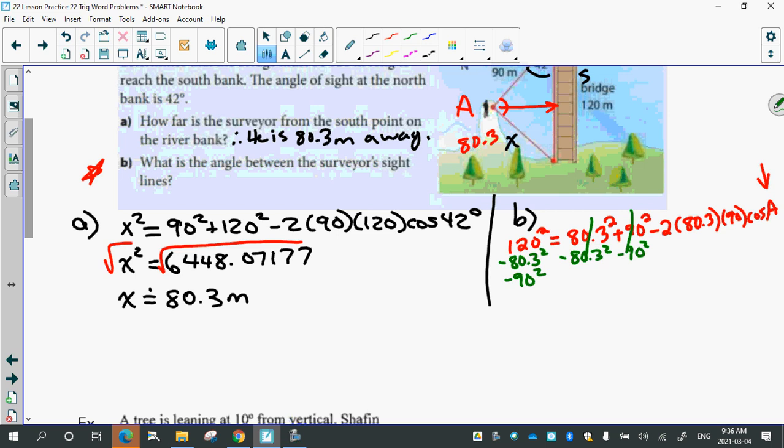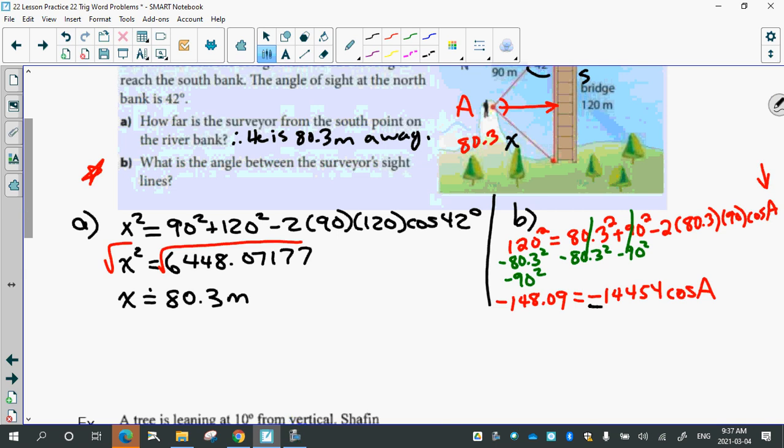And we get negative 148.09. Is that what you guys got? Yes or no? Yeah? Okay. And then I'm gonna multiply the -2 times 80.3 times 90, which gives me -14,454 times the cosine of angle A. So I multiply the -2, the 80.3, and the 90.